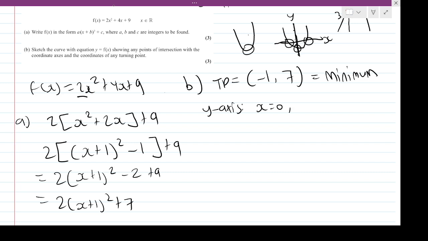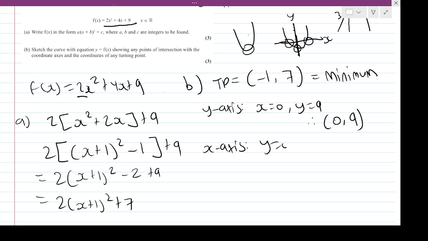Well then, if I set x to 0 into f of x here, these two, 2x squared and 4x, they cancel because they go to 0. So I'm left with just 9. And there we are. So therefore the point is going to be 0, 9. Cool.